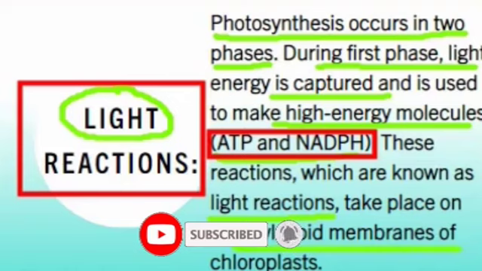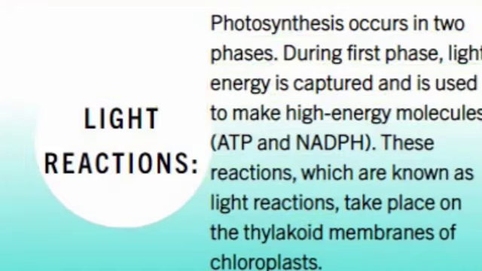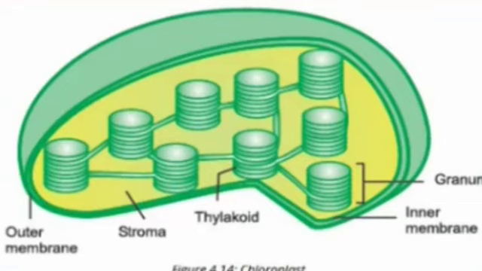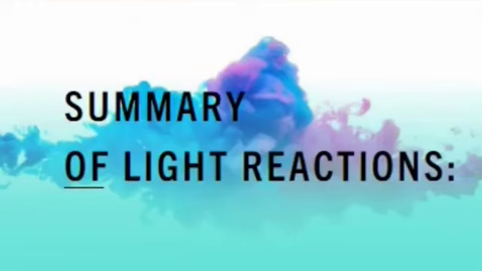Chloroplast is an organelle, a specialized structure that is present only in plant cells and is responsible for photosynthesis. Because photosynthesis is the process in which plants prepare their food with the help of chlorophyll that is present in the chloroplast, that's why this light reaction also takes place on the thylakoid membranes of the chloroplast. As shown in the diagram, this is a chloroplast and it contains sac-like structures known as thylakoid membranes.